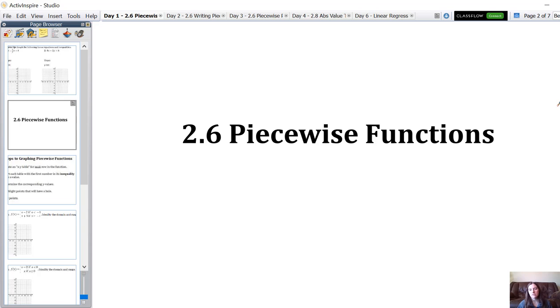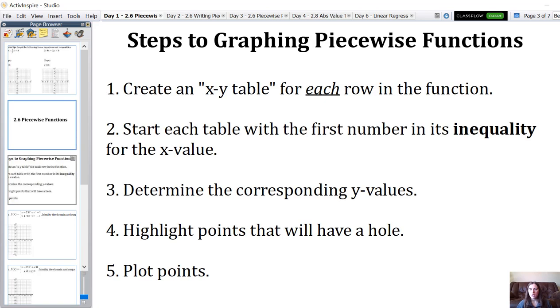Let's talk about piecewise functions. A piecewise function is a function that has multiple lines within the same graph. So when we're graphing these functions, the first thing we're going to do is create an XY table for each row in the function. Then we're going to start each table with the first number in its inequality for the X value, determine the corresponding Y values, and highlight any points that will have a hole, and we're going to plot those points. So here we go.